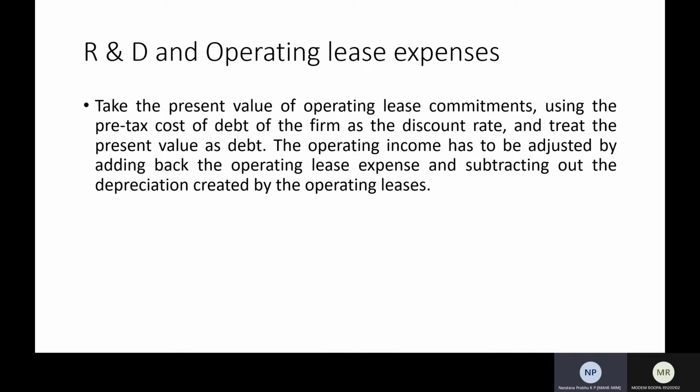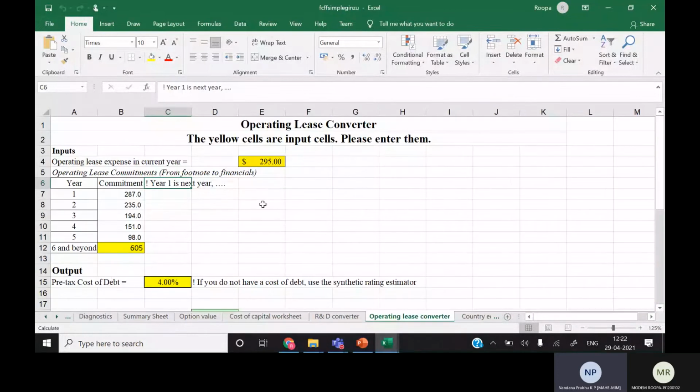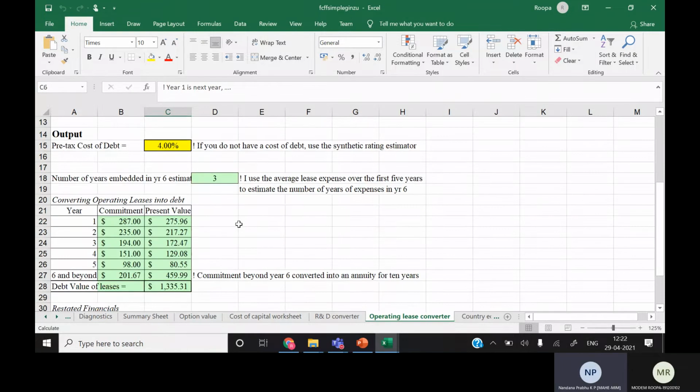So let us first go to the operating lease converter. It is there in the FCFF model. If you scroll to the right, you will get it. Now, what are we doing here? First, we have recorded the operating lease expense of the current year and operating lease commitments of the next 5 years and from the 6th year and beyond. And then we took the pre-tax cost of debt. This pre-tax cost of debt was taken from the synthetic rating Excel template. Can you scroll down and show the output?